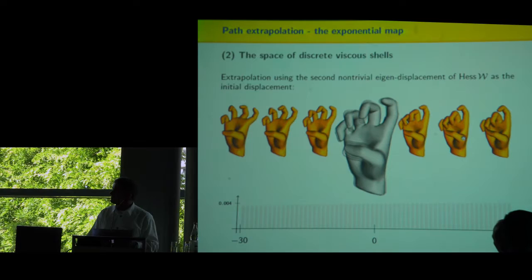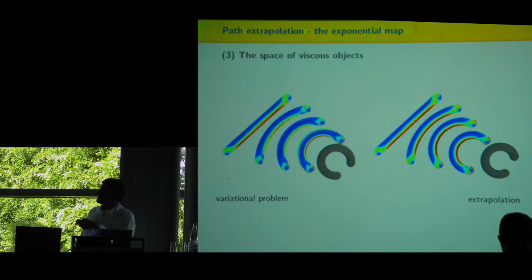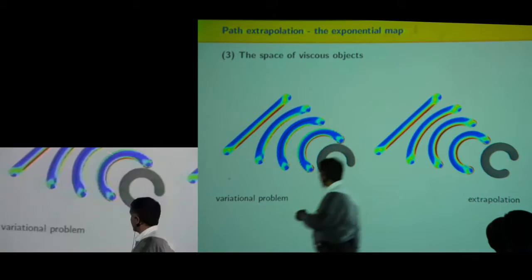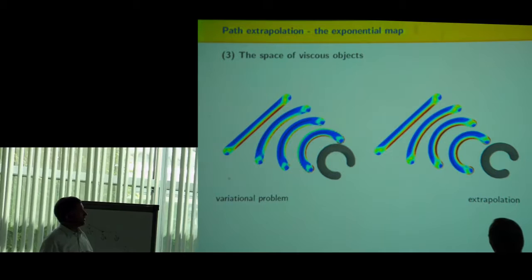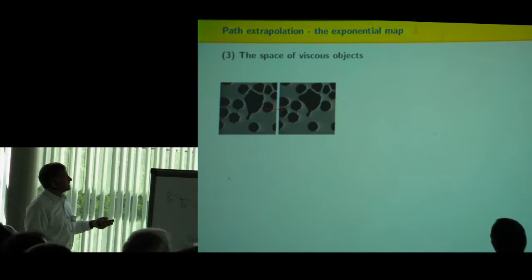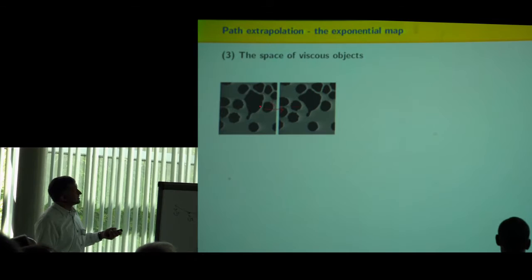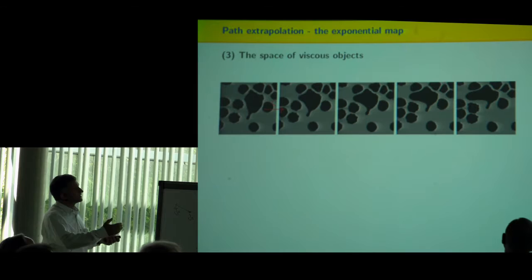Here you see in the space of viscous objects a variational geodesic, given this input and this end object, and here is an extrapolated image, almost the same. Here are two blood cell images from another part of this image sequence, slides, displacement, and you can compute, extrapolate the perspective motion, and do push forward to cover it.